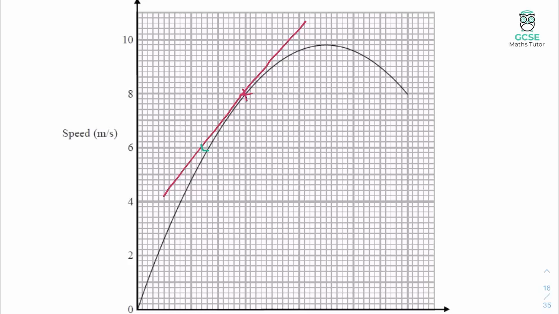So just check on that. Try and get it as perfect as you can. It helps a lot if you have a see-through ruler, so you can actually see the curve underneath your ruler. It's not essential, but it does help.